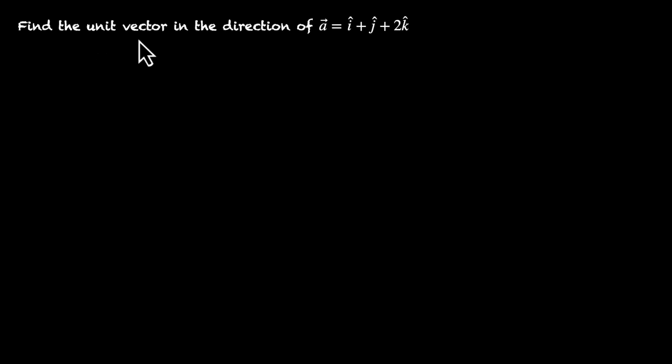Unit vector means this vector will have the magnitude of 1. This vector will be in the direction of a vector. So pause the video. Think about how you'll approach this problem.